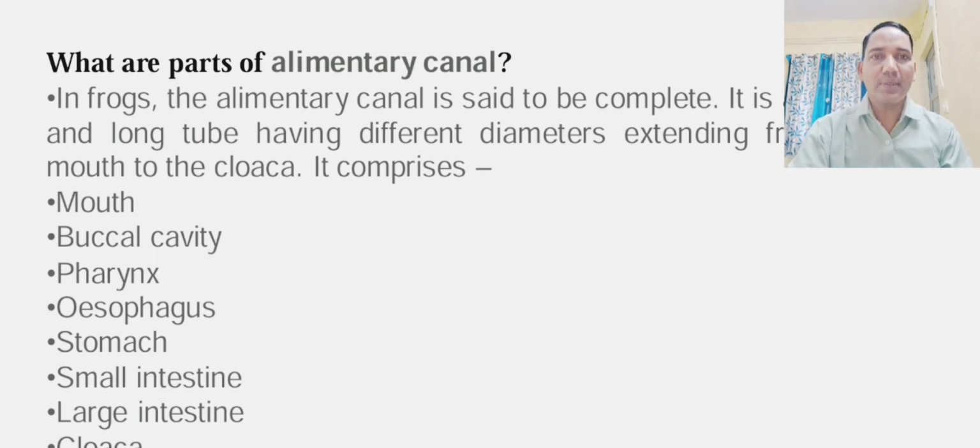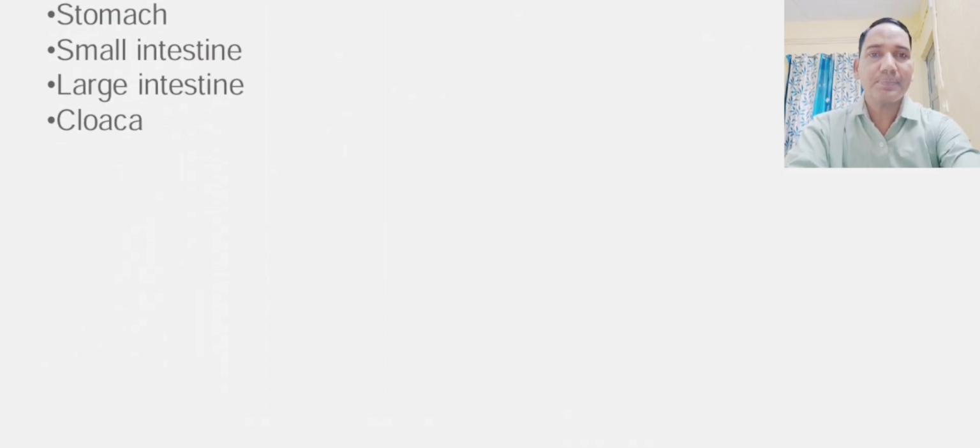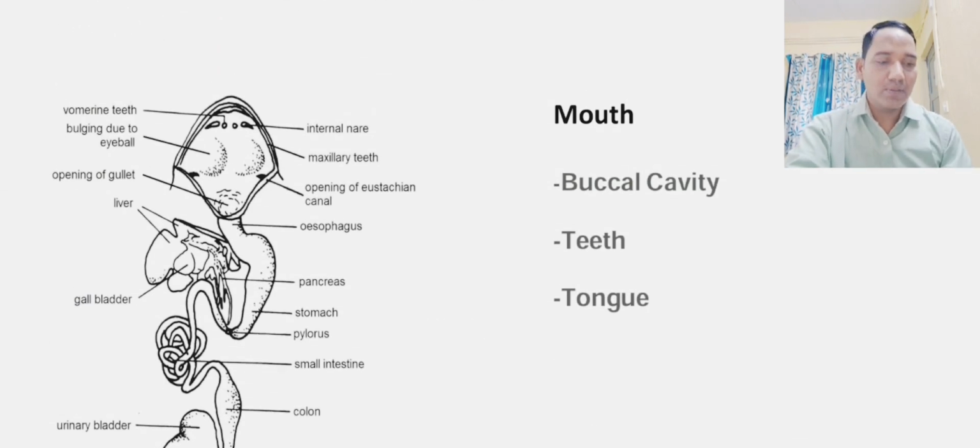What are the parts of the alimentary canal? Very simple question. If you see in frog, we have found the parts of the alimentary canal are the following: mouth, buccal cavity, pharynx, oesophagus, stomach, small intestine, large intestine, cloaca. So first of all, we have to start with the mouth. Inside the mouth, we have seen the buccal cavity, teeth and tongue. One by one, we are going to learn about them.